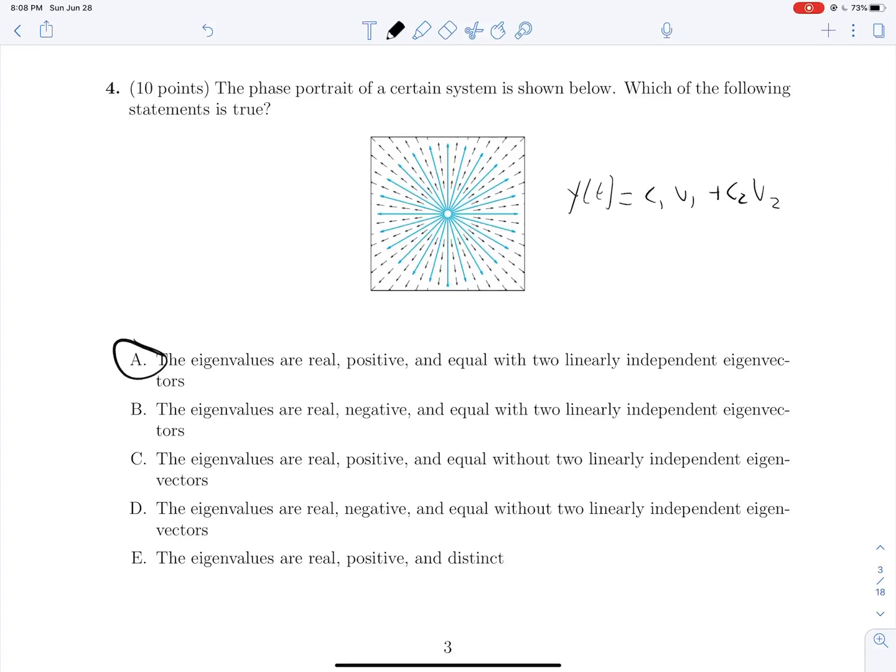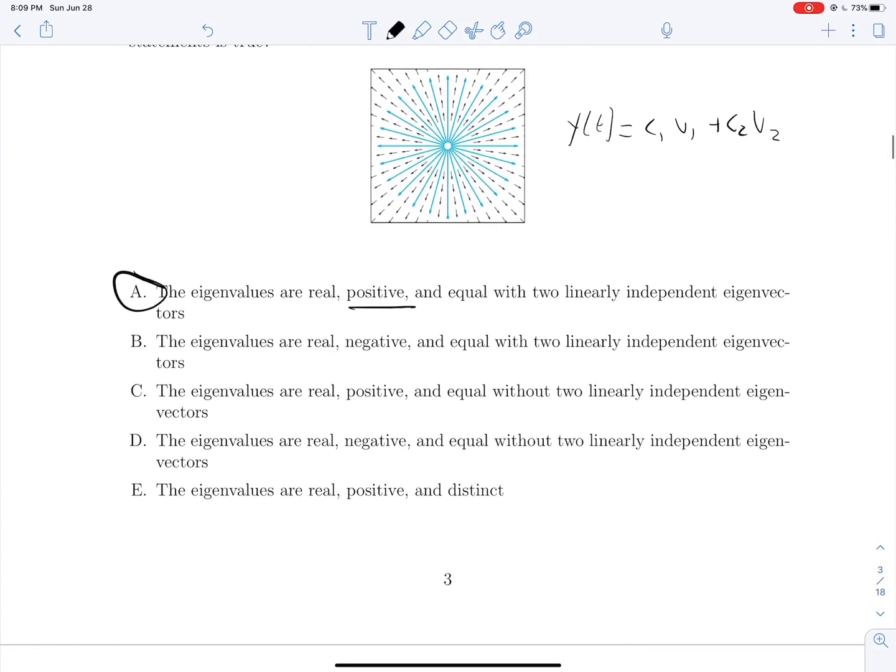So the eigenvalues are real, positive, and equal, and the eigenvectors are linearly independent. And of course, they're positive because we're flowing away from the origin as time goes on, so that our e to the lambda t's just keep increasing. That pushes us further and further away from the origin. And yeah, they're equal, so we get a proper node. Okay, perfect. Fine.